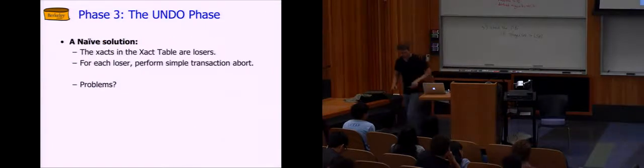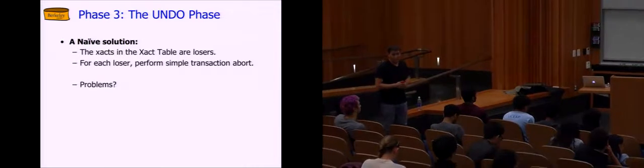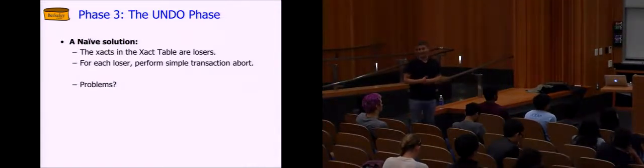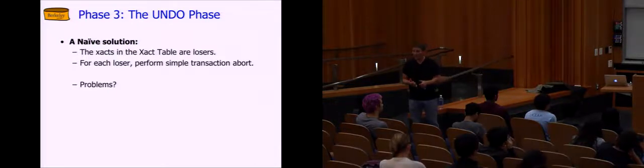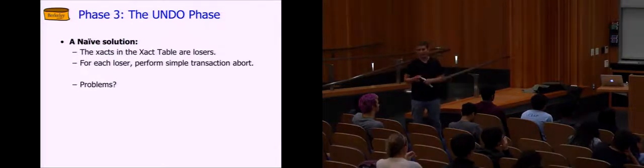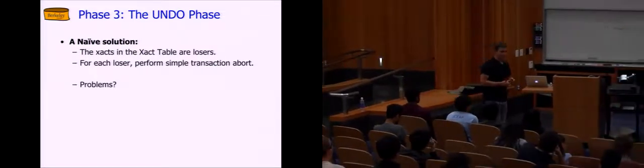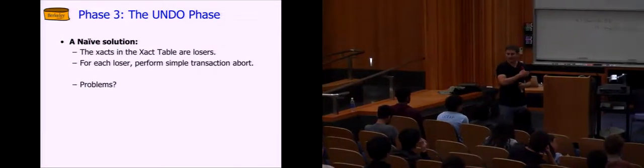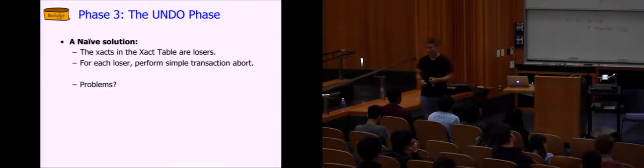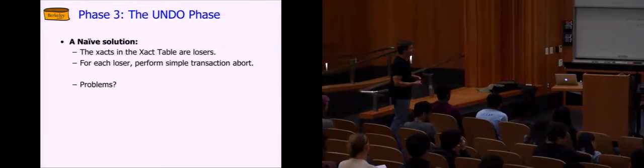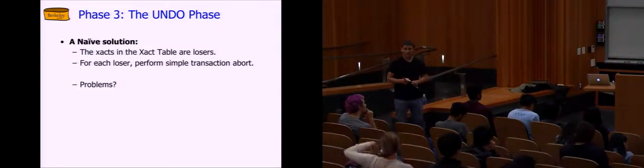All right, let's do undo. We finished redo. The database is now in the state that it would have been in if we had been running, if we didn't crash. We just have a whole pile of transactions to abort now. So the naive solution for undo is any transaction still in the transaction table is a loser. It didn't commit through the process of running the log forward. We didn't see a commit record for it. So all the losers will just do the simple transaction abort that we learned 4 slides ago. And that works. All right, that's correct.